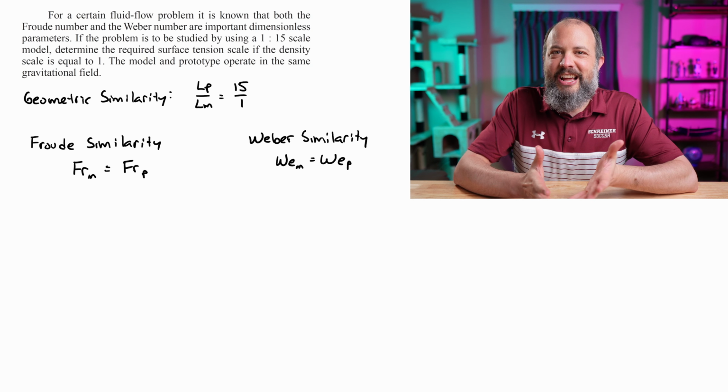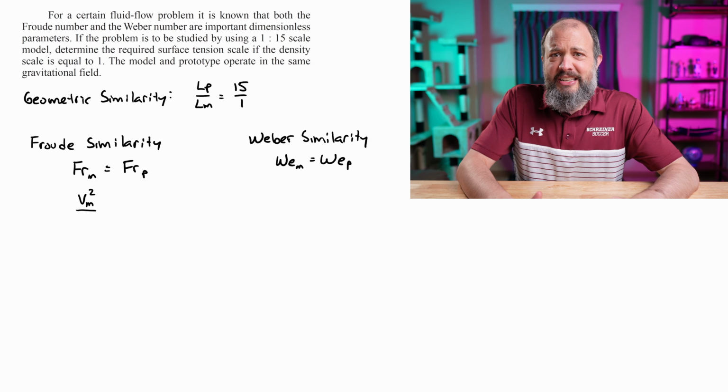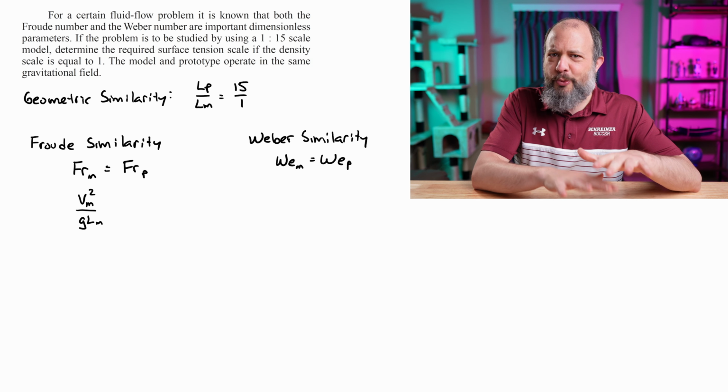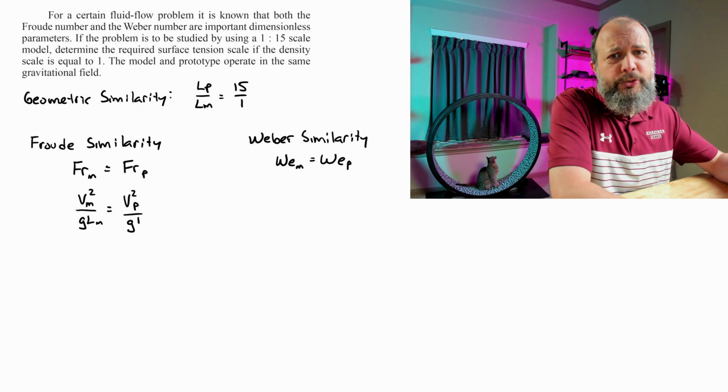So I start off by setting out Froude number similarity, and the trick to making Froude number similarity easier is to square it. So get rid of the square root in the denominator by squaring everything. It really makes the algebra a lot easier to not have to worry about square roots.